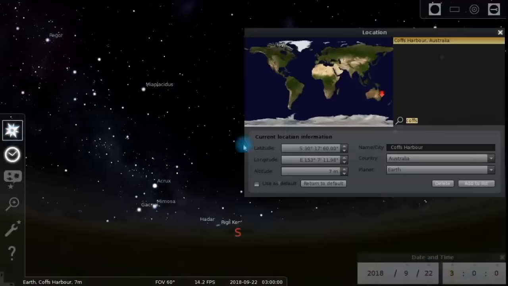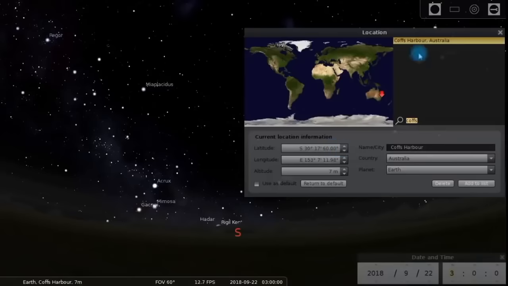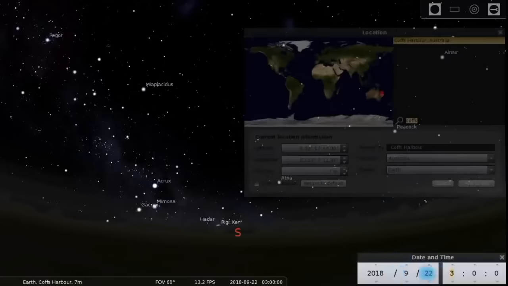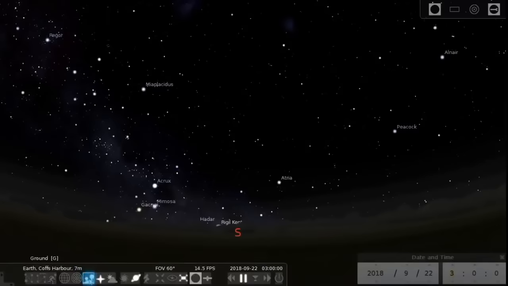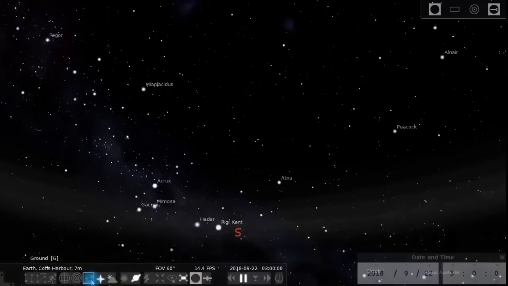Okay guys, we're in Coffs Harbour here at the moment. Latitude 30, 17, Coffs Harbour, New South Wales, Australia. And I'm choosing the date, equinox this year, 3 AM in the morning. Okay, so that's the Coffs Harbour region. Pointers are down here underneath. Take away the ground. And there they are.